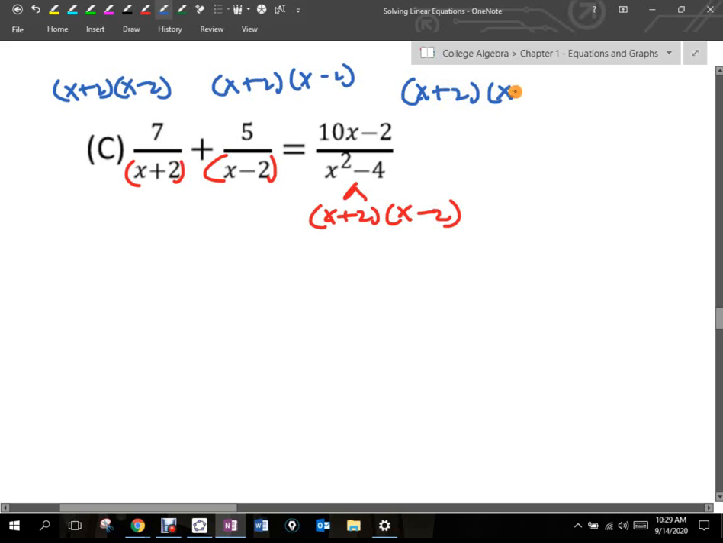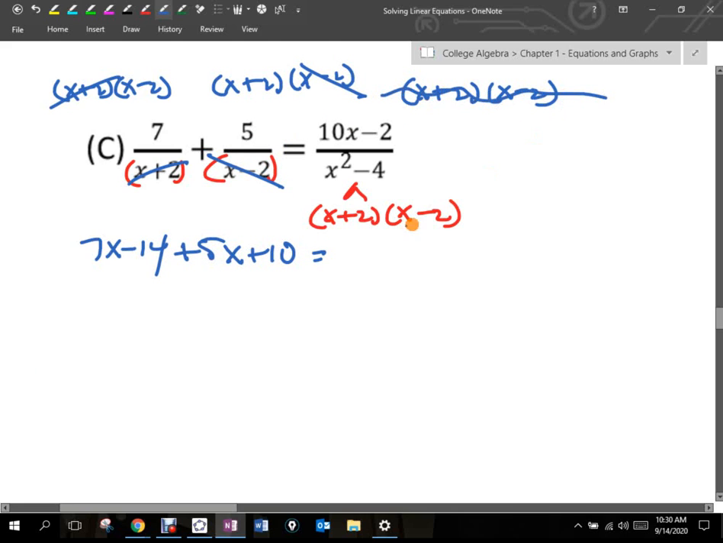Is everybody okay with that? Okay. So those cancel, so it gives me 7x minus 14. These two cancel, gives me 5x plus 10. And over here, they cancel entirely. So I get 10x minus 2.